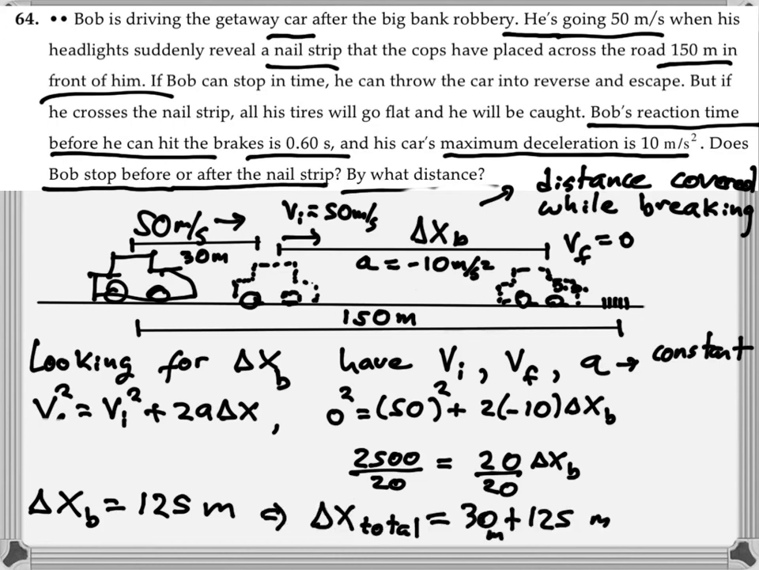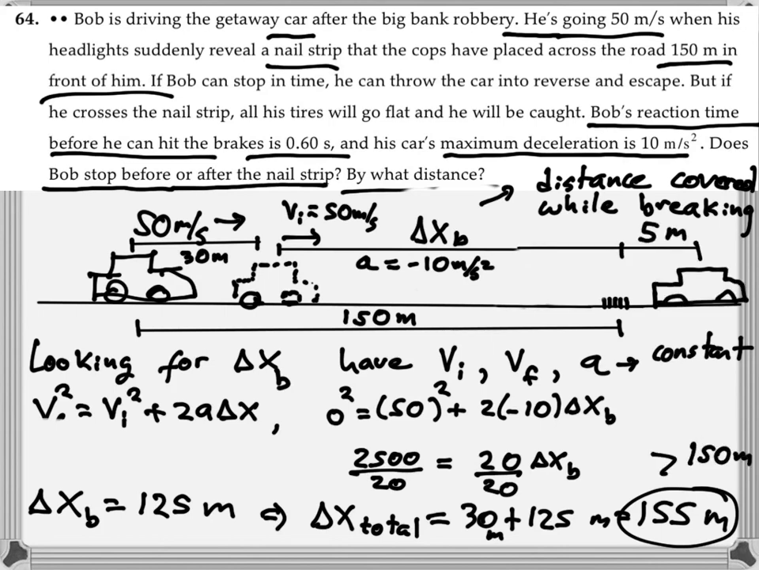So what that gives us is a total distance traveled by Bob of 155 meters: 30 meters until he brakes, and 125 meters while braking. 155 is clearly bigger than 150, which means that Bob is going to stop 5 meters past the nail strip, and Bob goes to jail. All right.